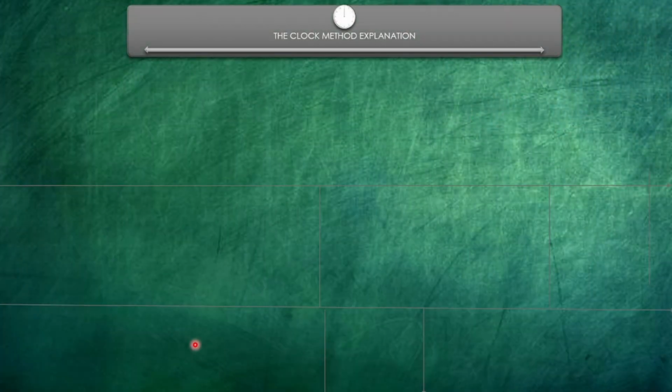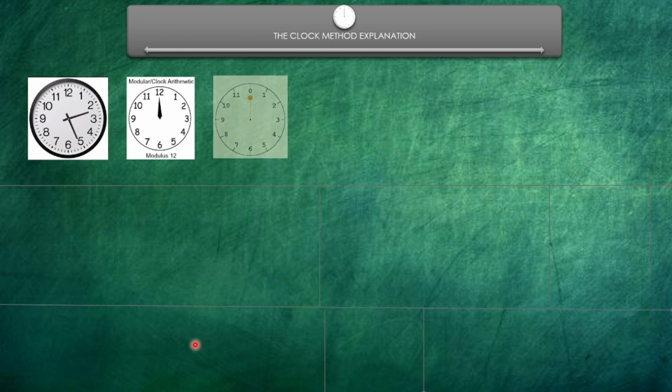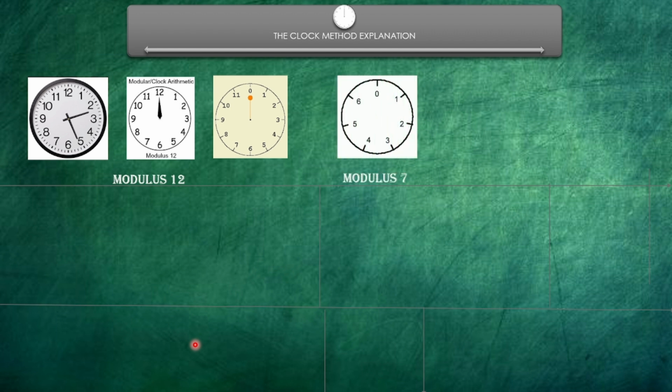Clock method. We know this as a normal clock, and then this, we look at it as a modular arithmetic clock. As we said, we replace the mode on the top with 0. So all these are mode 12. So now we look at mode 7, and then the clock is going to look like this, because we replace the 7 on the top with 0.